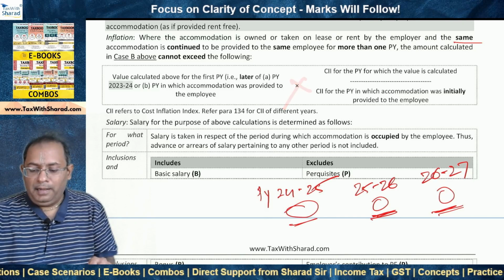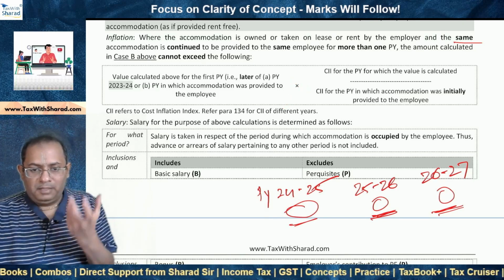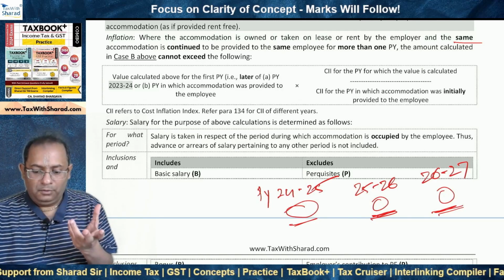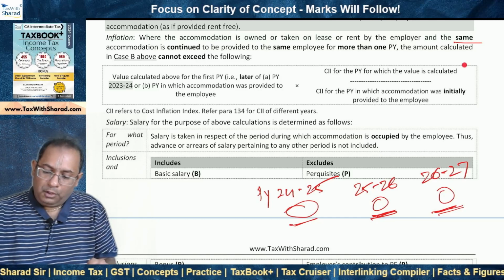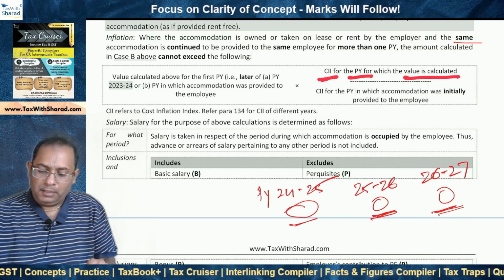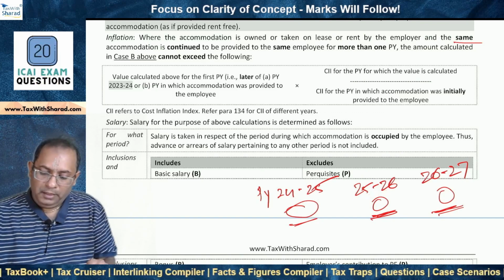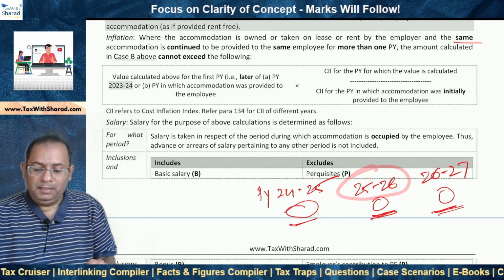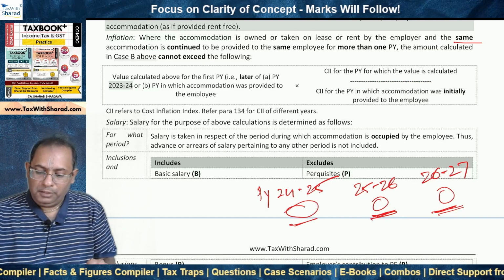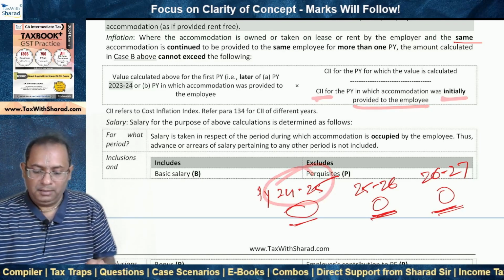Now we multiply it by a ratio, by a fraction, and this fraction represents the extent of inflation. So first we take the cost inflation index for the previous year for which the value is calculated. For example, we are calculating the value for previous year 25-26. So we take the cost inflation index for this year, and then we divide it by the cost inflation index for the previous year in which accommodation was initially provided to the employee. That means the cost inflation index for 24-25 in our example.